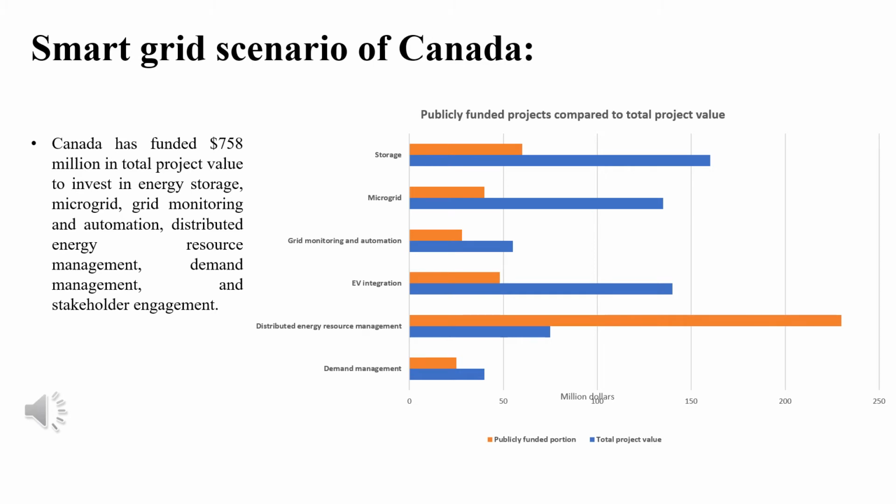And here we have a presentation, a graph, to show the 758 million dollar funding going towards different projects which mainly focus on energy storage, microgrid, grid monitoring and automation, electric vehicle integration, distributed energy resource management, and demand management. From here, we can see that grid monitoring and automation connected with distributed energy resource management has the most project value with it. Also, microgrid comes in second place.